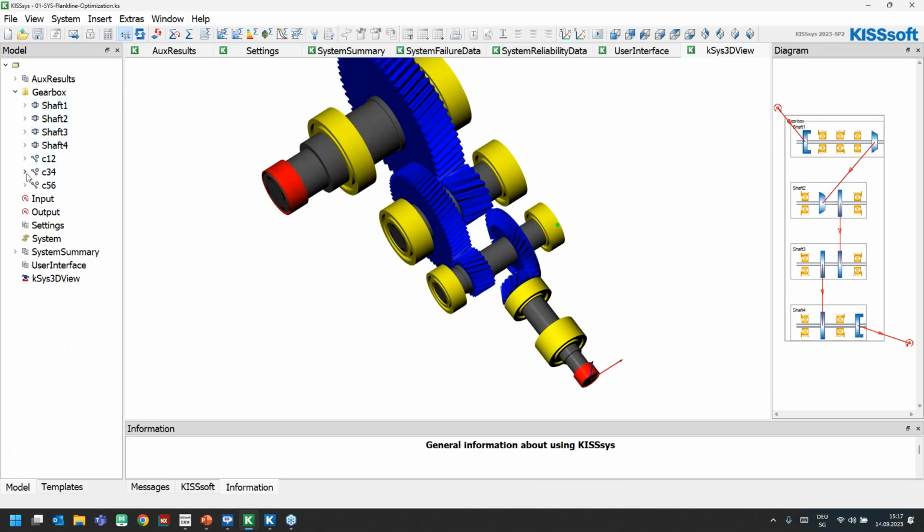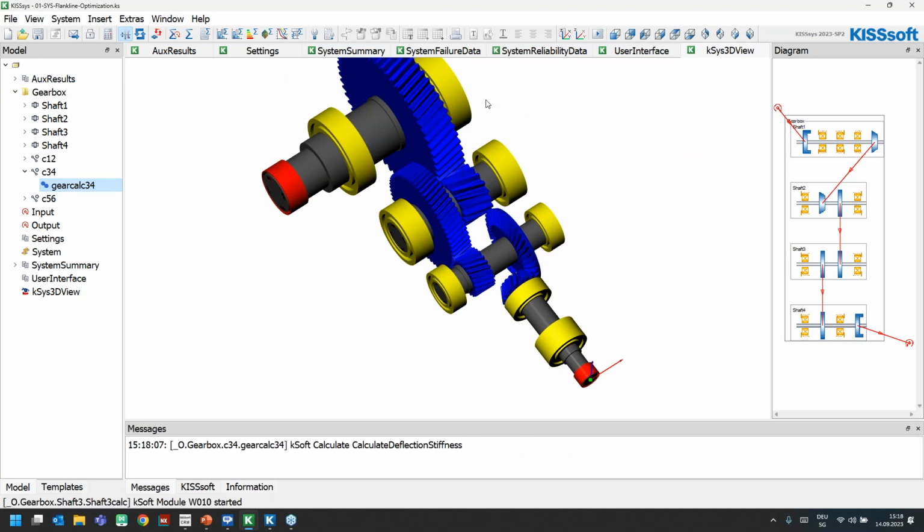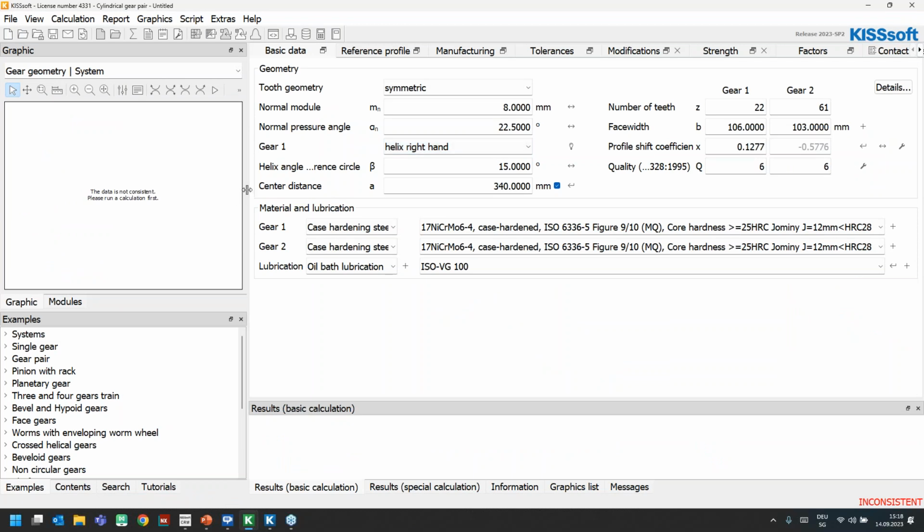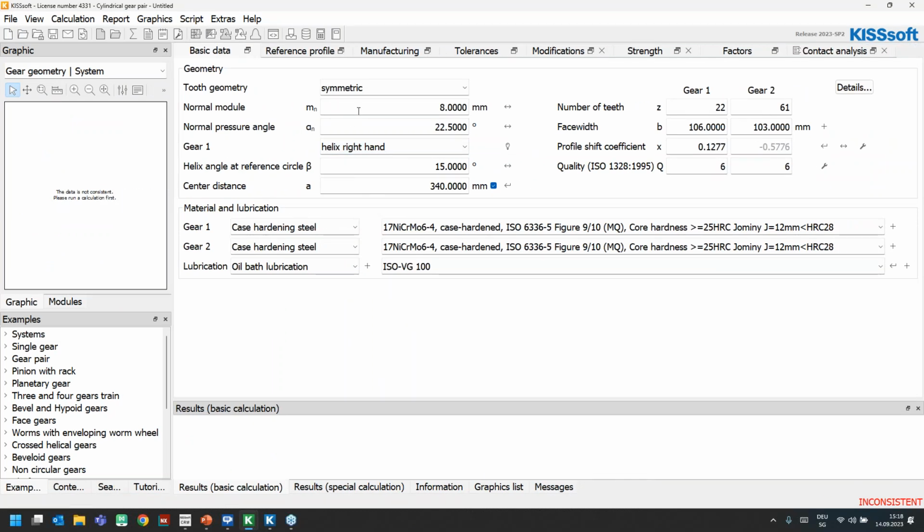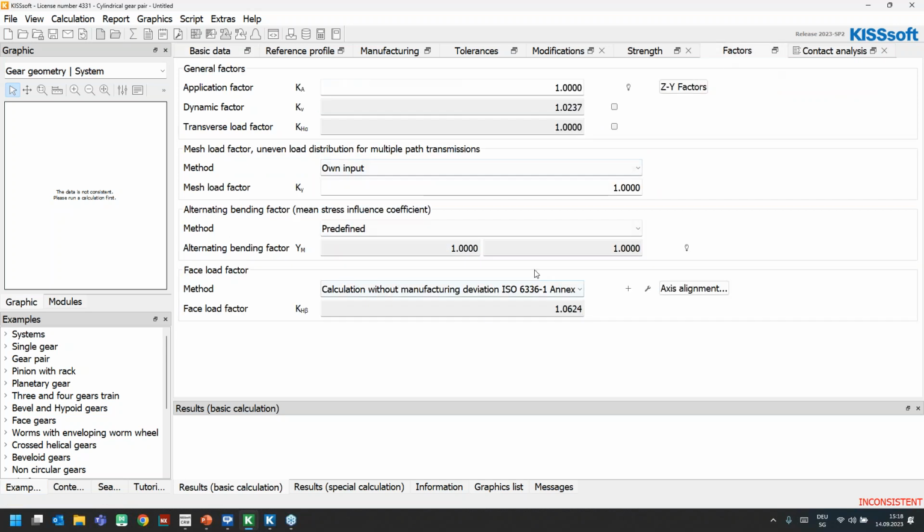So now, if I go to my gear pair calculation, we're analyzing this gear pair over here, the cylindrical one. My computer still did not have a coffee, but it's coming. And while it's opening, it is really important to model the shafts and the bearings correctly, but I will talk about it a little bit later. So now we can see that on one hand, we have the calculation based on Annex E, where we also get the resulting face load factor.